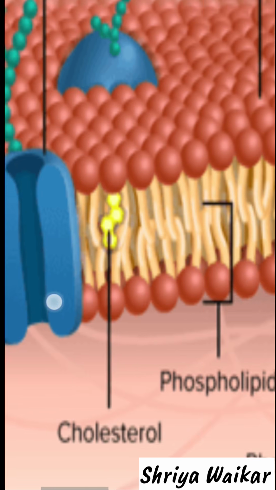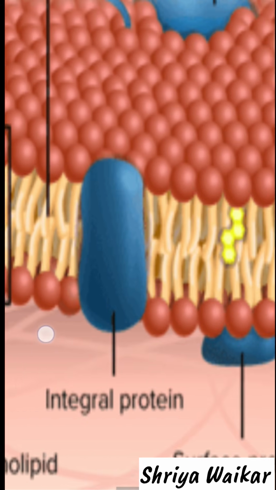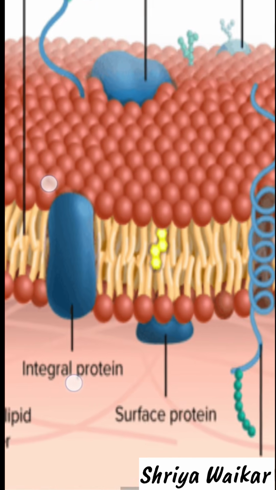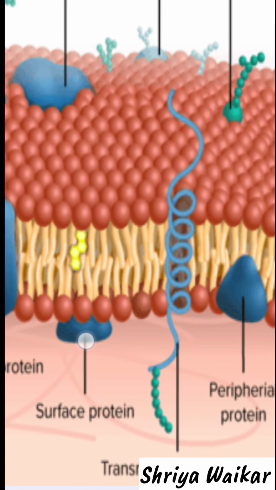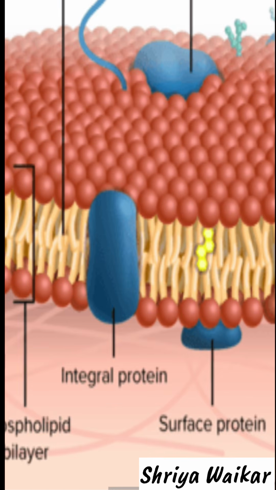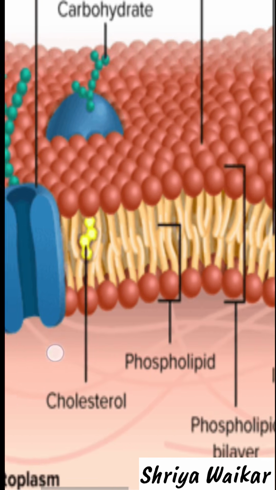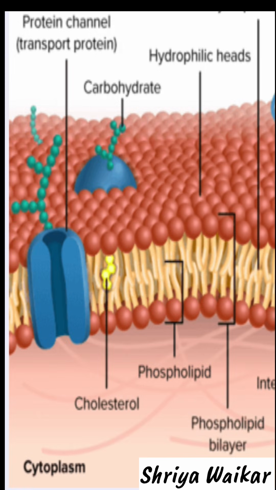There are certain functions of this cell membrane, and they are selectively permeable. They shield the internal organelles from the environment, and the receptors receive chemical signals from other cells and create a unique environment inside the cell. So selective permeability means it chooses what enters and what exits the cell.